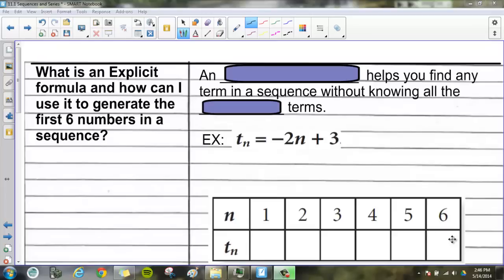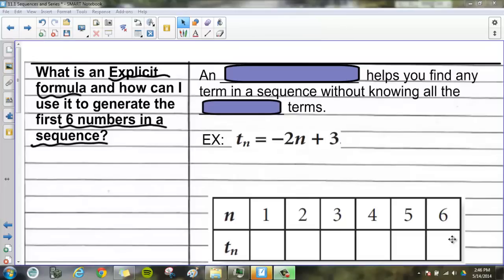Now we're going to talk about something called an explicit formula, and how we can use this thing called an explicit formula to generate the first 6 numbers in a sequence, or any 6 numbers. So it doesn't have to be the first, any 6 numbers in a sequence. Okay, so let's just start by defining it.